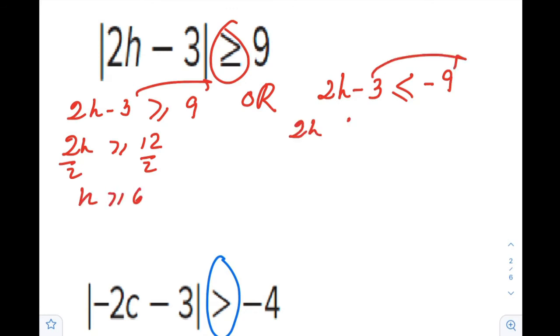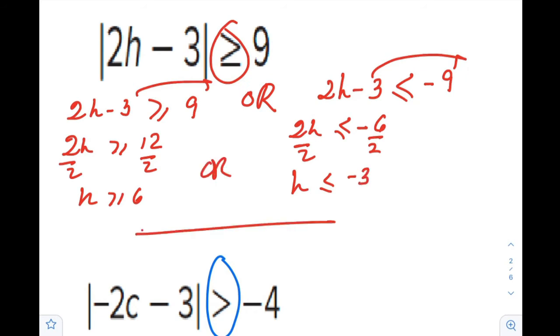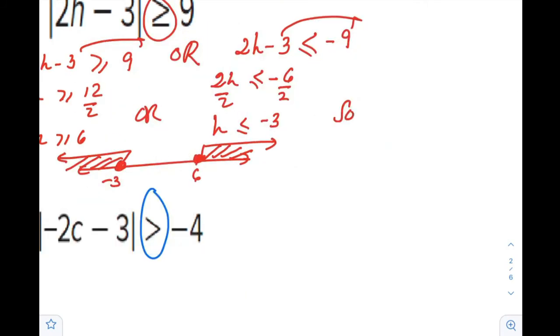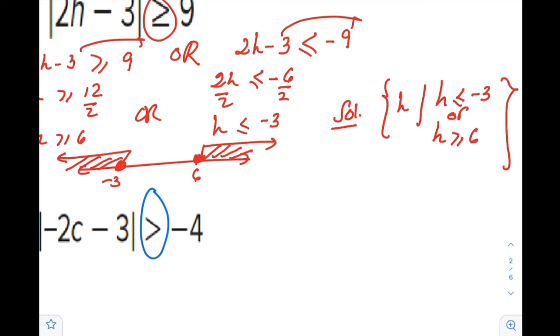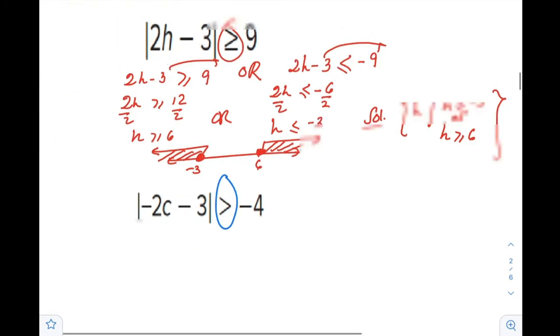And this will be minus 9 plus 3 is minus 6. So h is less than or equal to minus 3. And they are combined with or. So when you put them on the number line, we have minus 3 and 6, both closed circles, less than or equal to minus 3 over here, more than 6 over there. So the solution is h such that h is less than or equal to minus 3 or h is more than or equal to 6. Perfect.